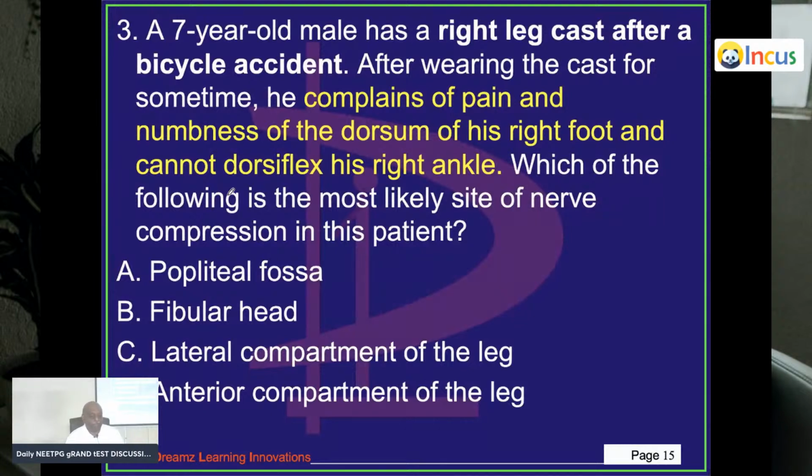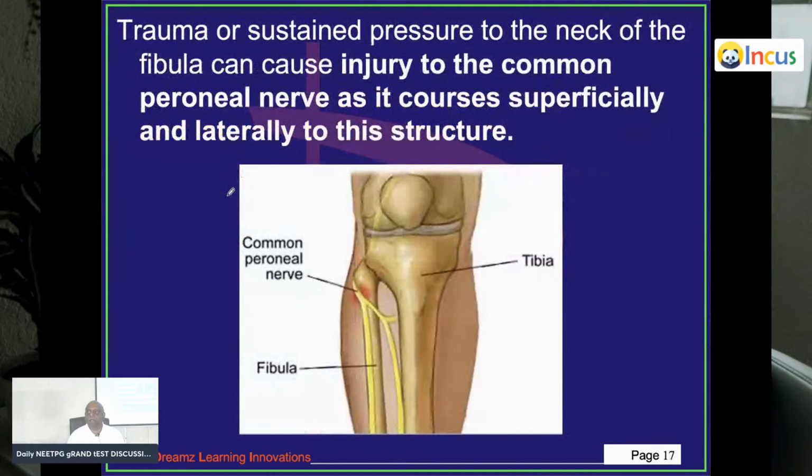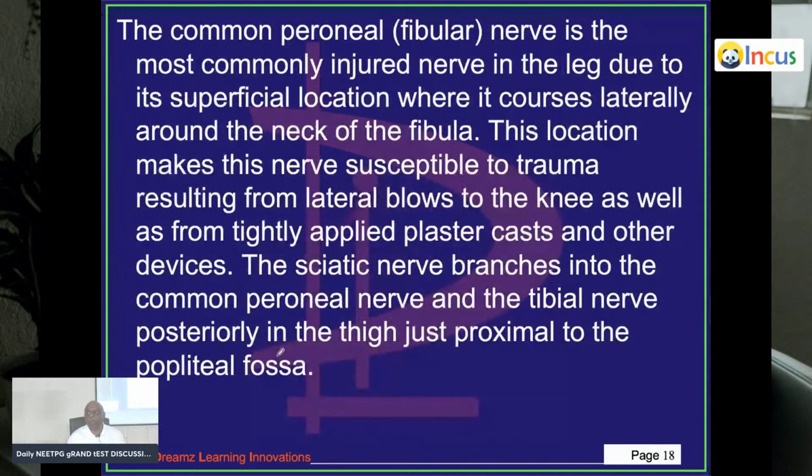A 7-year-old boy complains of pain and numbness of the dorsum of the right foot and cannot dorsiflex his right ankle. So, what is your answer? It is the fibular head, because very close to the fibular head, which nerve passes, doctor? Common peroneal nerve passes very close.